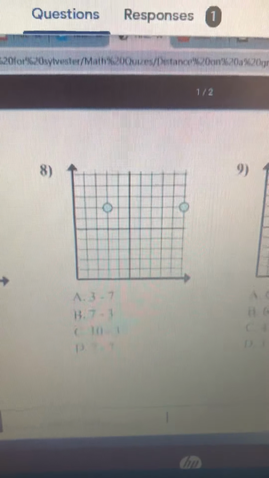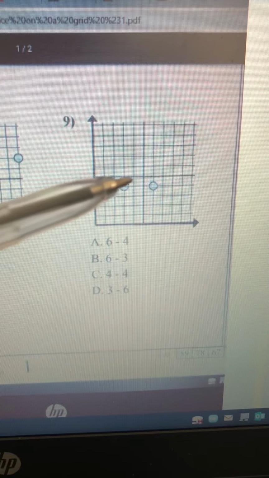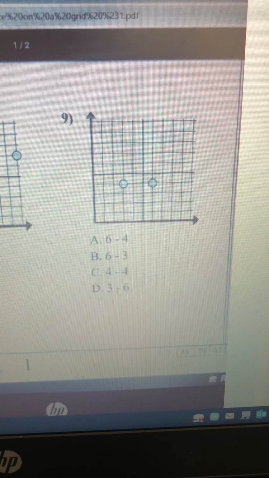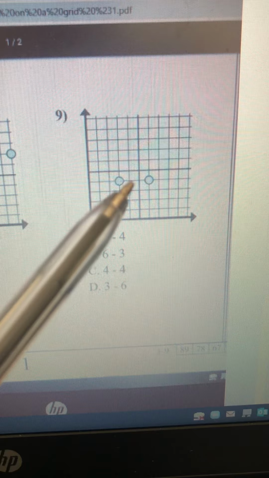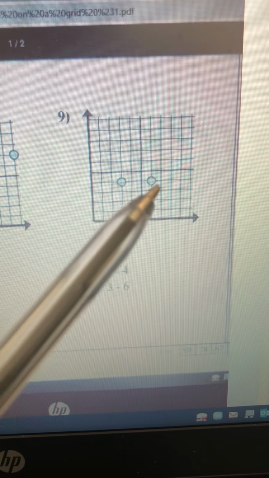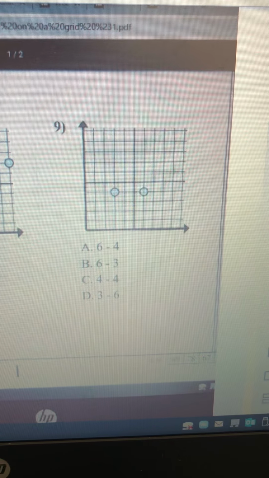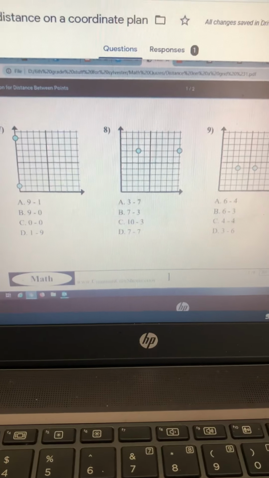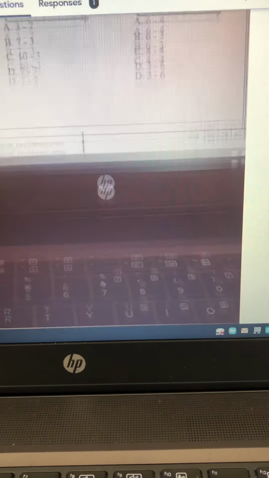Okay, very good. Number 9. 1, 2, 3. Oh, make sure that's 3. 1, 2, 3. Okay. All right. So which one best represents that? All right. So hopefully you guys got that. 7, 8, 9. That's it. All right. Pretty basic.